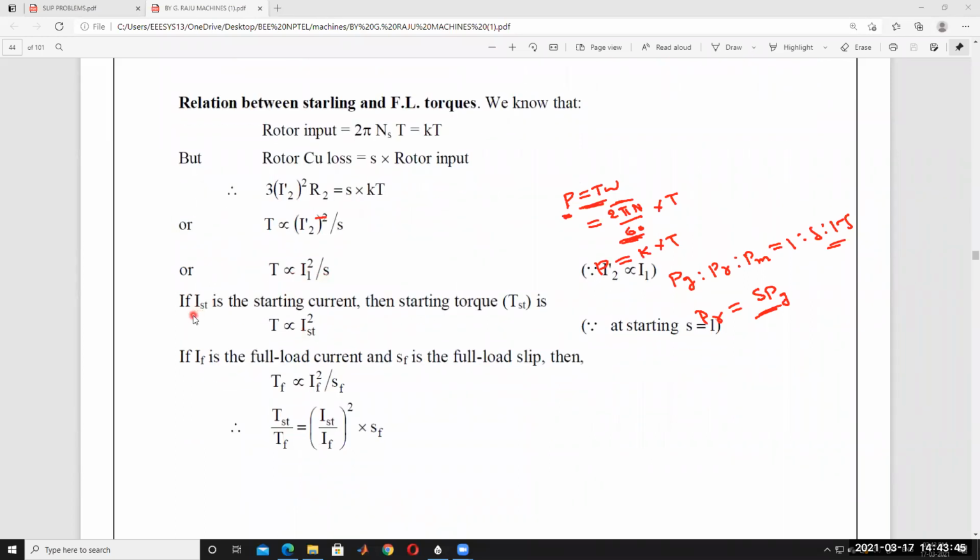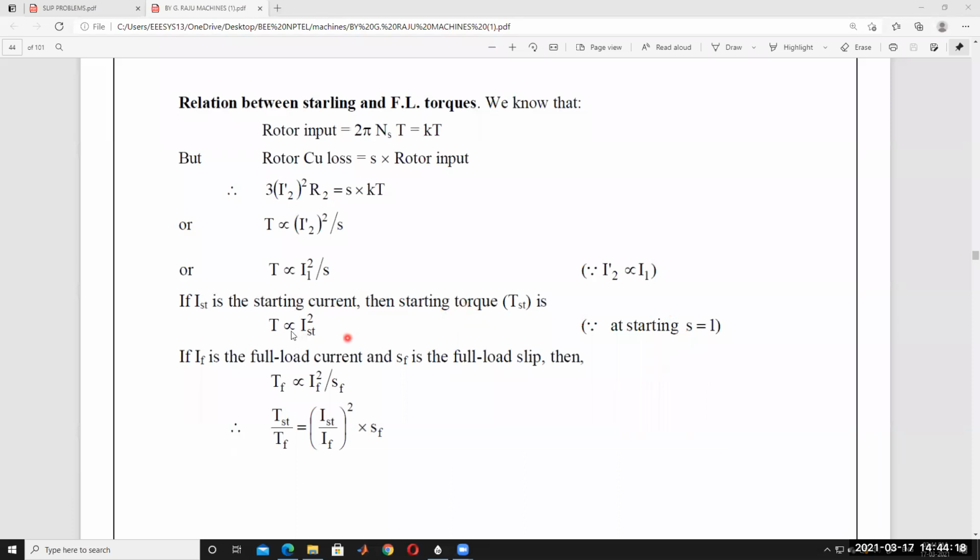If IST is the starting current, then starting torque is proportional to IST square. At the time of starting, what is the slip? It is 1, because rotor speed NR is equal to 0. Slip is NS minus NR by NS, and with NR equal to 0 it is NS by NS, which is 1. So at the time of starting, the current is IST, the starting current, and S is equal to 1.